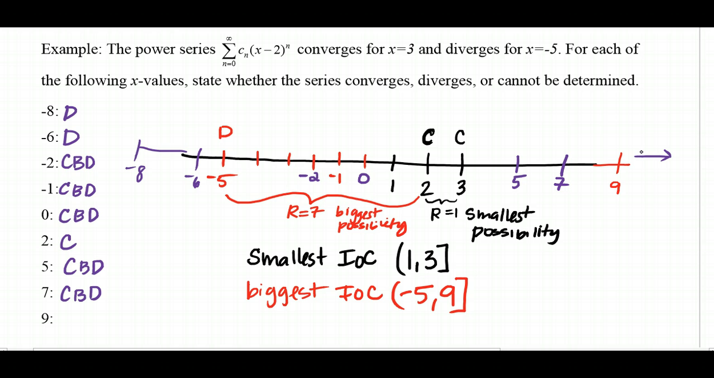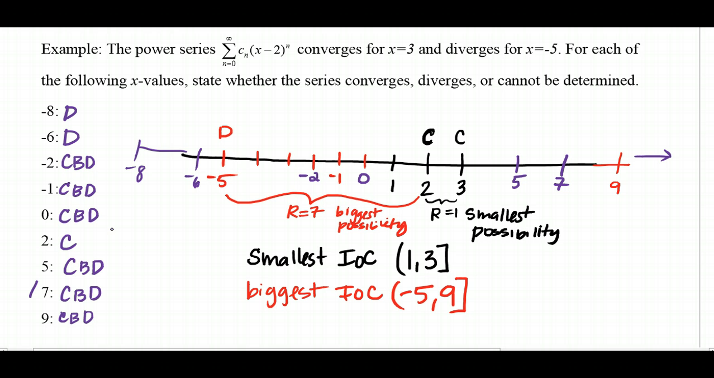And 9. So at 9, I'm not exactly sure what happens. The biggest possible interval of convergence was from -5 to 9. And I conclusively knew that at -5 I diverged. But at 9, that's the other endpoint with the radius of 7 away from 2. This may or may not converge. We're not sure. It's the biggest possible x value where I might converge, but at this point, we don't know. So the last one is also cannot be determined. So this was actually kind of a boring set because a lot of them we couldn't really tell. The only ones that we can tell are between 1 and 3.